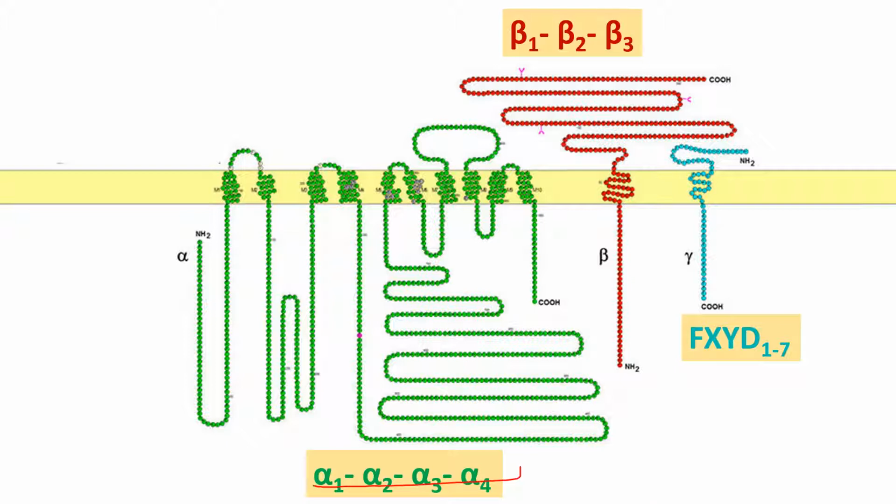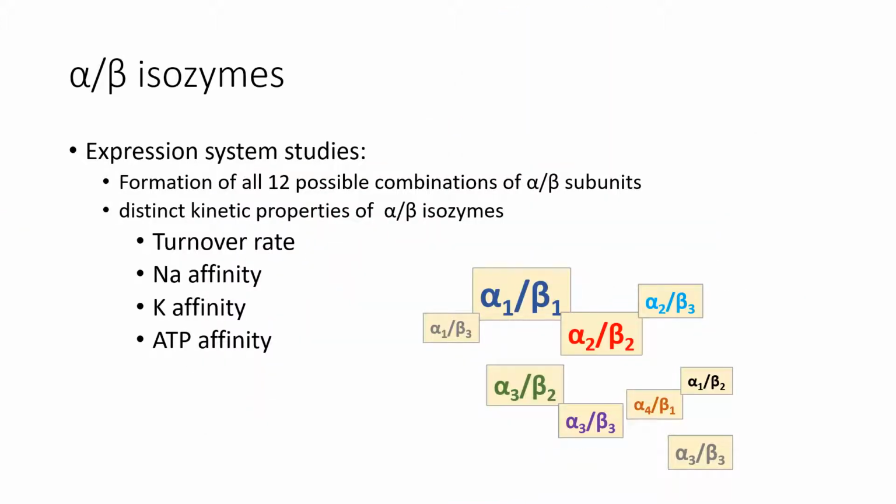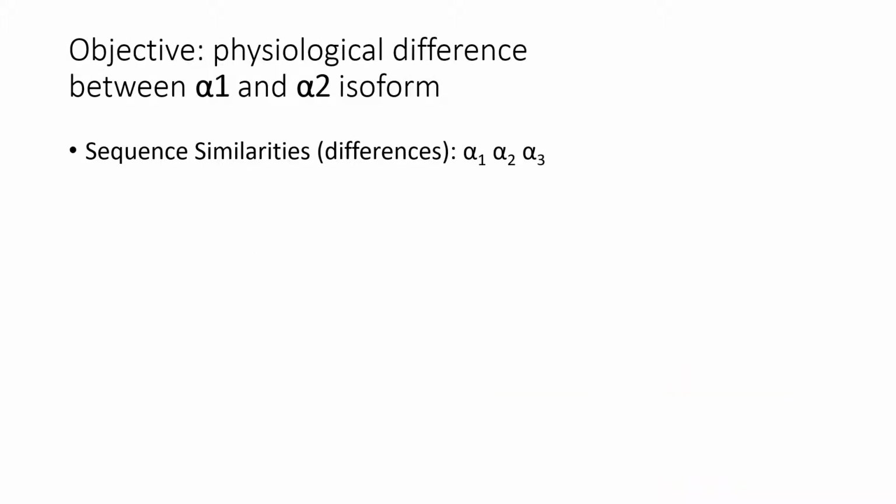Alpha subunit exists in four isoforms: alpha 1, alpha 2, 3, and 4. Beta subunit exists in 3 isoforms, and 7 isoforms of FXYD subunit have been identified. Studies in expression systems show that all possible combinations of alpha beta subunits have distinct kinetic properties like turnover rate, different sodium affinity, different potassium affinity, and also different ATP affinity.